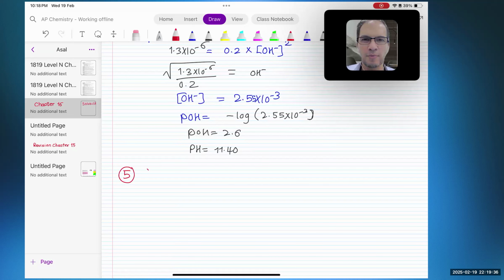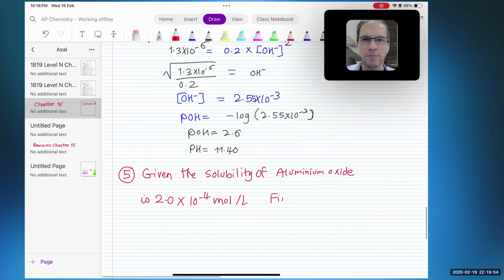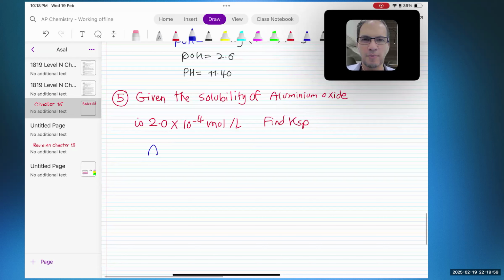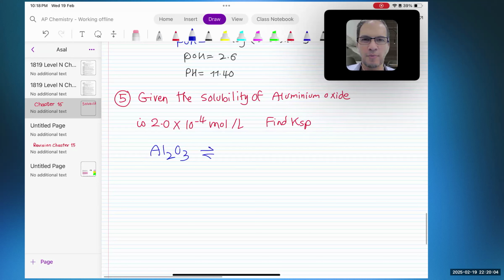multiplied by 10 to the power of negative 4, find the Ksp. Here, Mr., you didn't tell me the rule for memorizing this one. So let's make the ICE table. Aluminum oxide gives me Al3 plus, 2 of it, and 3 of the oxide ions, right?